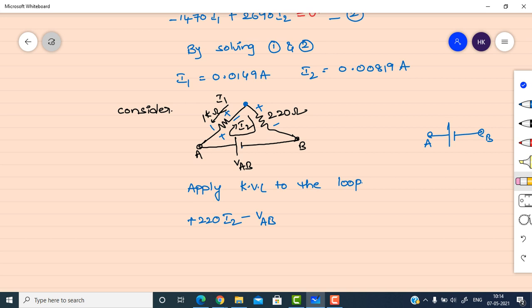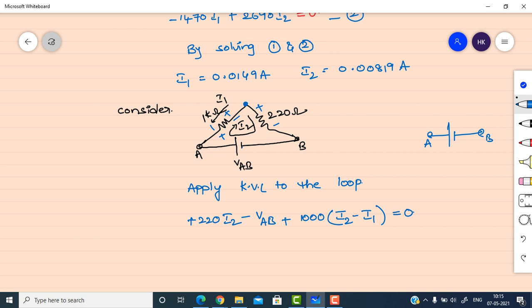So now minus VAB, after this we are entering plus 1000 ohm into, again the two currents I2 and I1 are in opposite direction. So you have to write as I2 minus I1. Why? Because this is the second loop we considered. So I2 minus I1 is equal to 0.